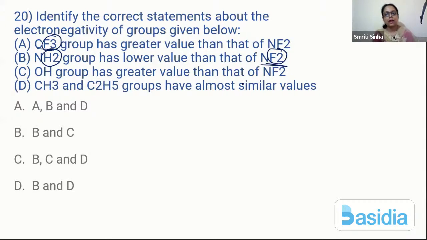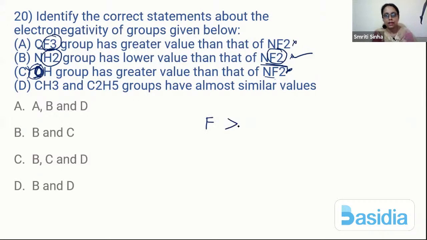The OH group has greater value than NF2. Yes, because oxygen is more electronegative here, you can say. Okay, and still it is more, here it is having the greater value. So remember, now all these statements are actually wrong. Why is this wrong? B is correct actually, but this is wrong. Why? Because oxygen is less electronegative than fluorine, correct?